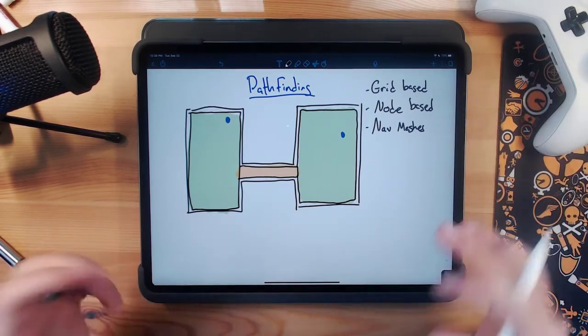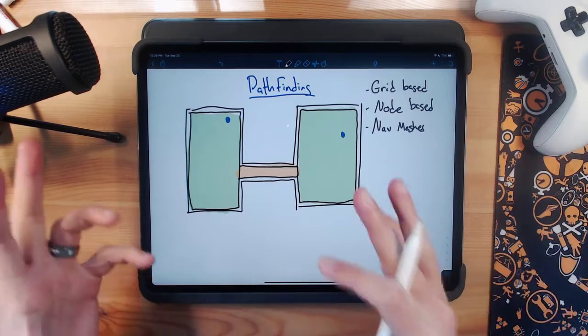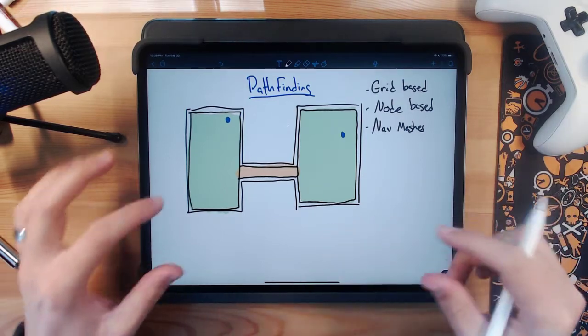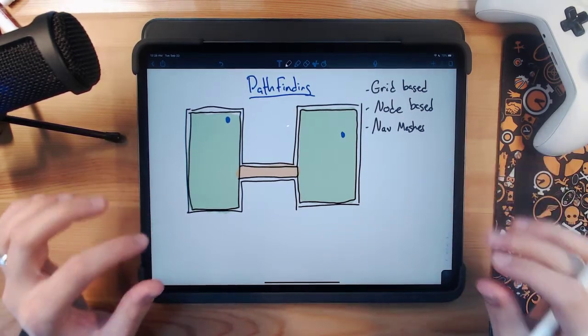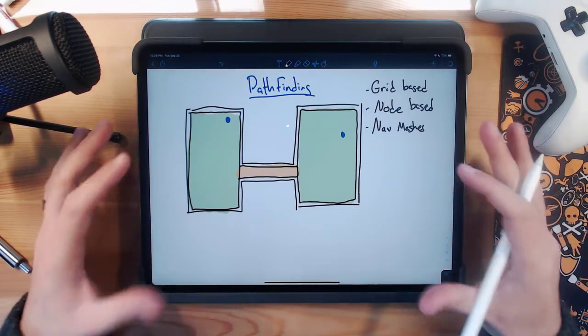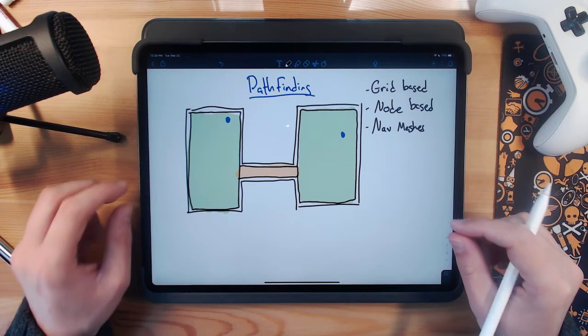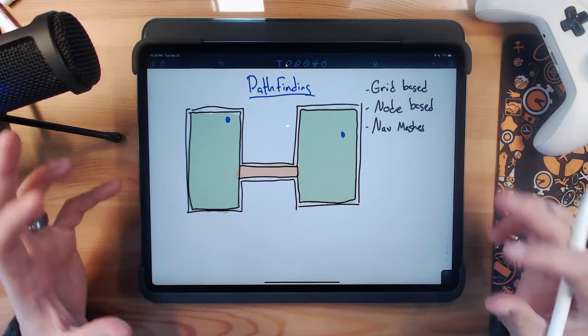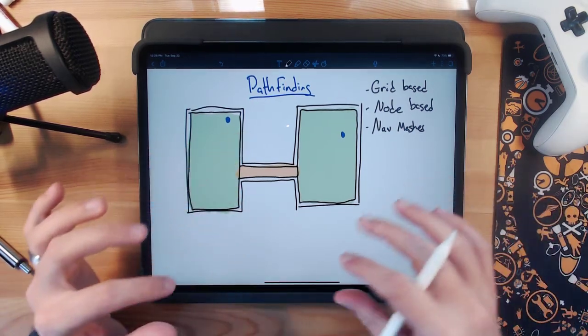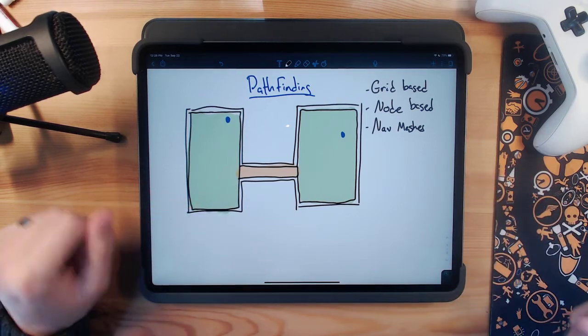These 3 methods, either a grid-based system, a node-based system, or nav meshes, are 3 of the most common methods of pathfinding. There are other solutions out there, and I definitely encourage you to think about the best methods for creating pathfinding based on the style and the gameplay within each project that you're developing.